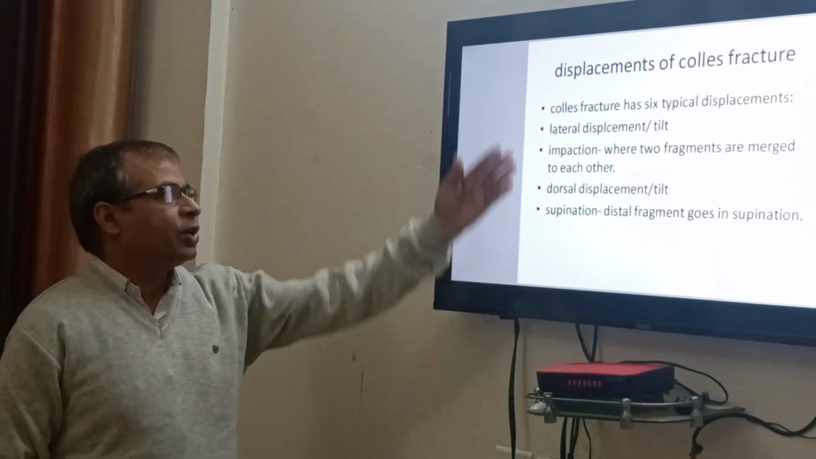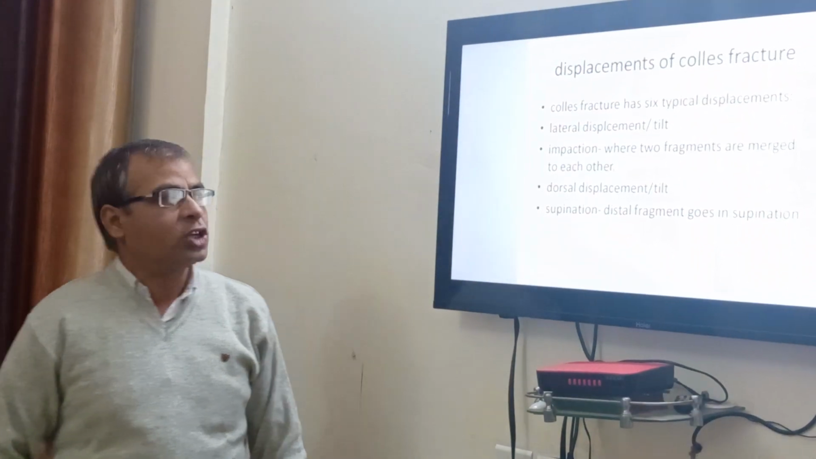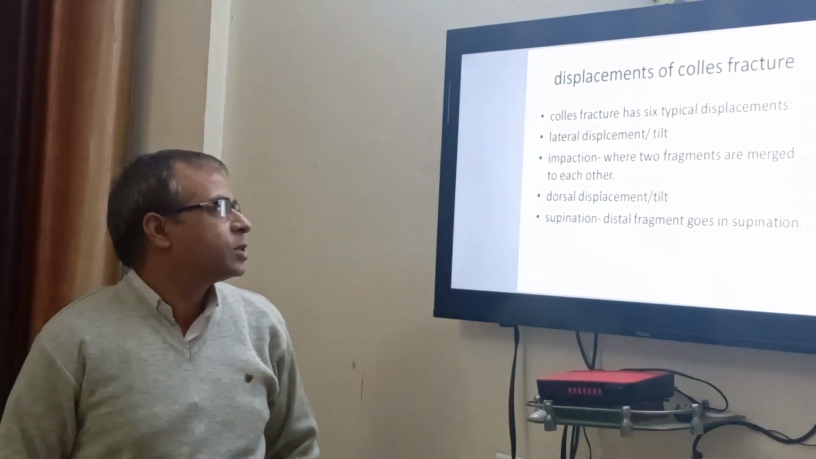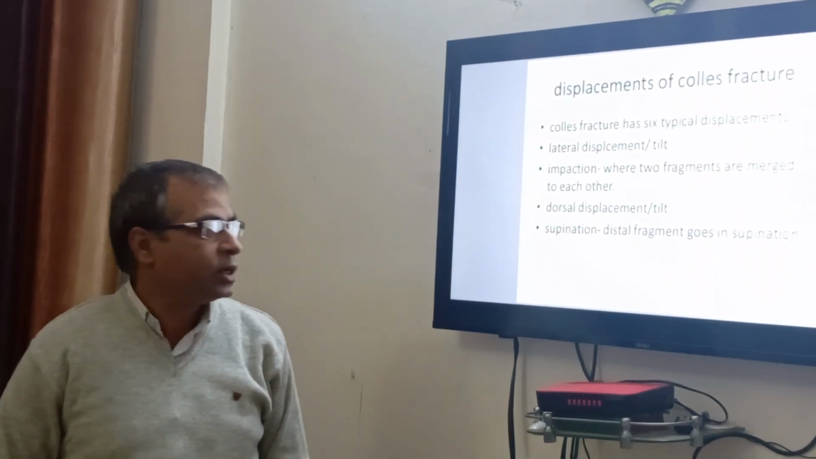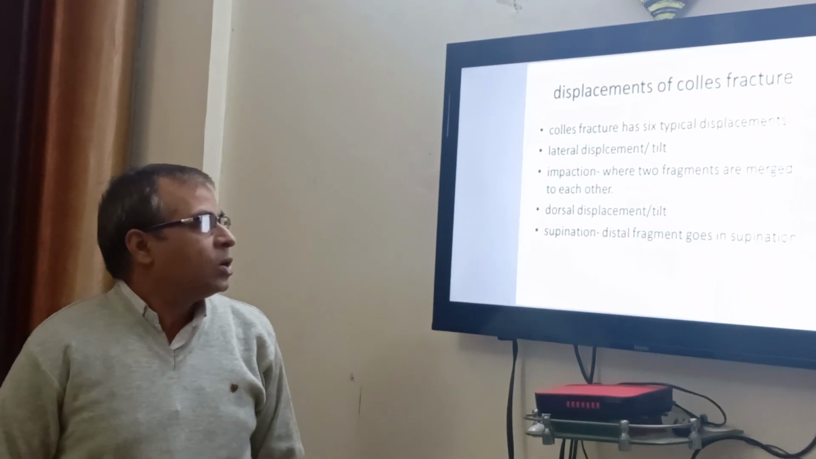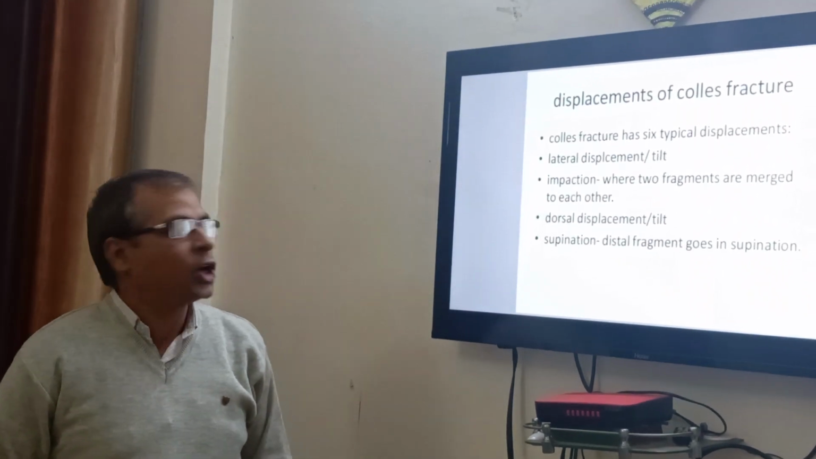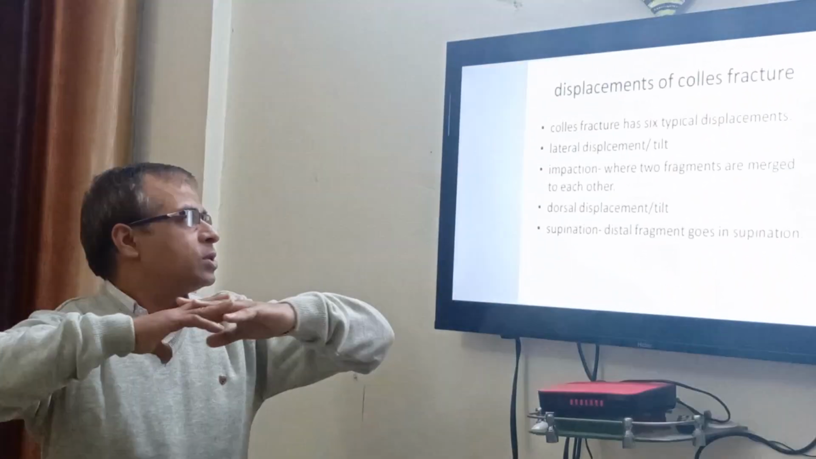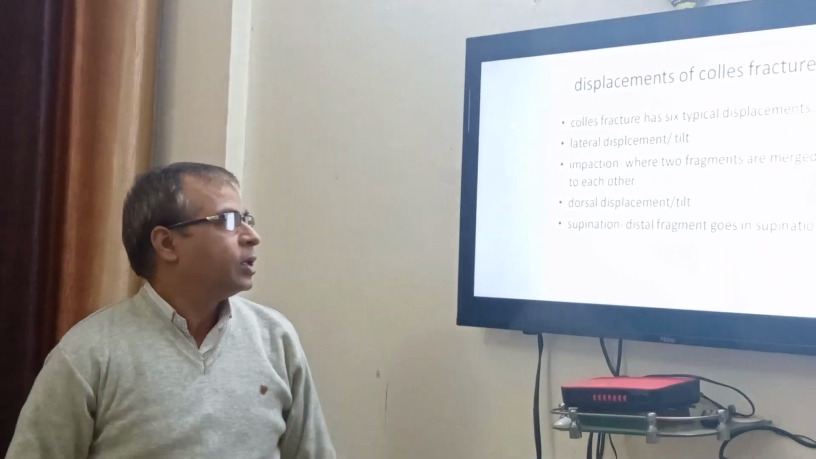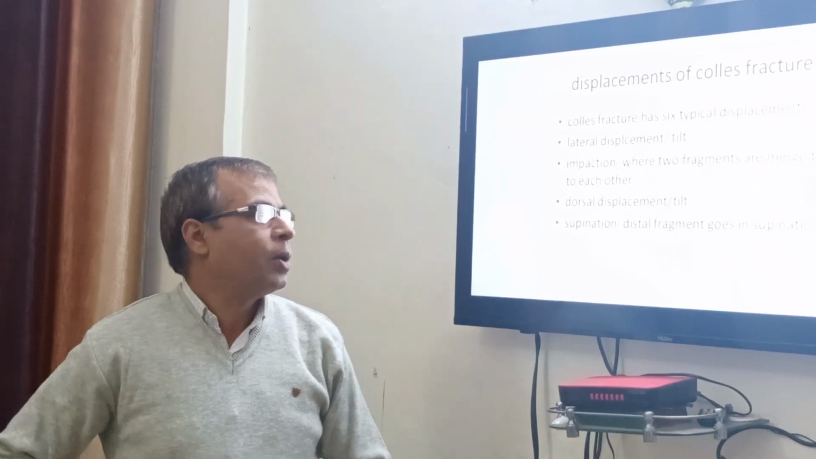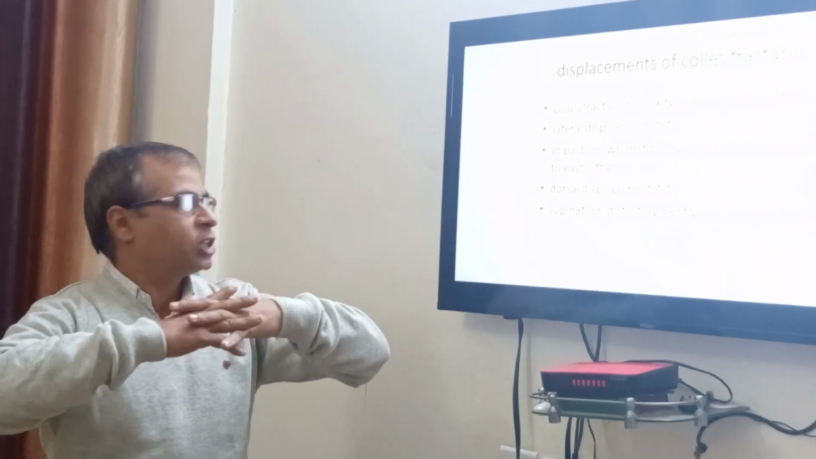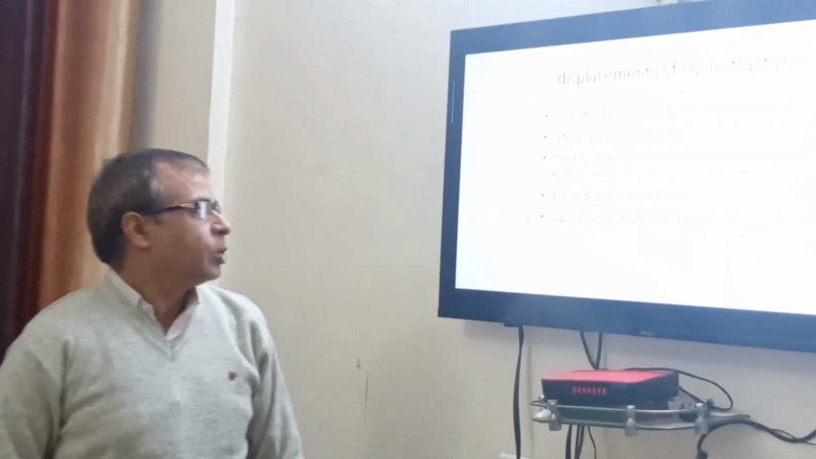So these are the different displacements in Colles fracture. Colles fracture has six typical displacements: lateral displacement or lateral tilt, and impaction, where two or more fragments are merged to each other, like crossed fingers, you can say. This is called impaction. Here two or more fragments are merged to each other. So during the reduction of the Colles fracture, disimpaction is necessary before the reduction.